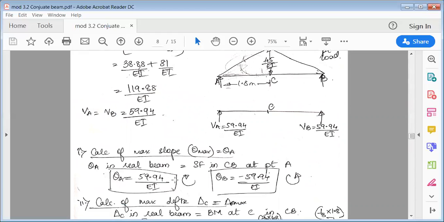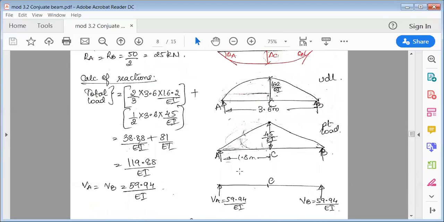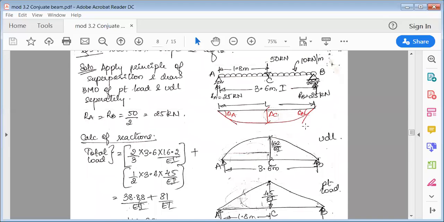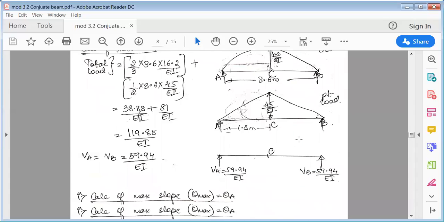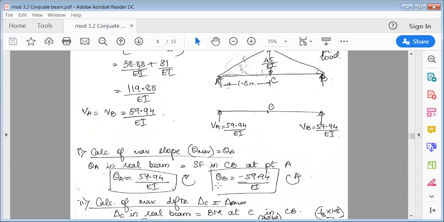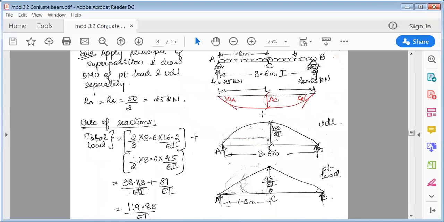Answer is positive, so it is clockwise. So next, theta b. Theta b would be just the opposite. That means it would have a negative sign. So theta b is minus 59.94 because it is negative. It is anti-clockwise.